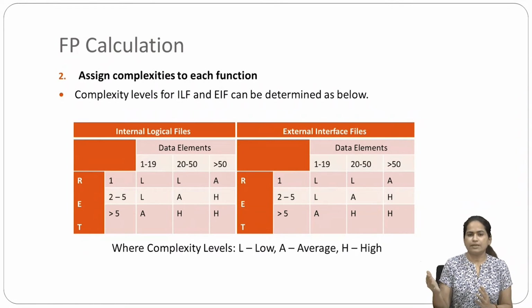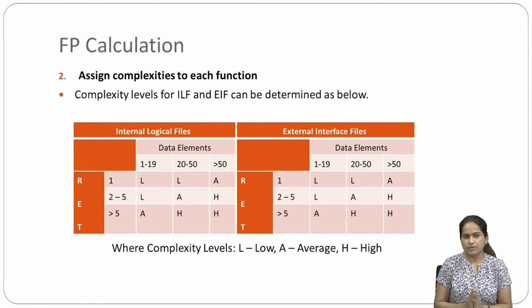You can see that if you are having these internal logical files, then this is how your complexity levels are. Now you may have the question of how we have decided L, A and H. For it we have one guideline. Based on that we decide that this will have low, this will have average and this will have high complexity. Same as the internal logical file, we have external interface files. For that also we have given one table here which you can refer to.